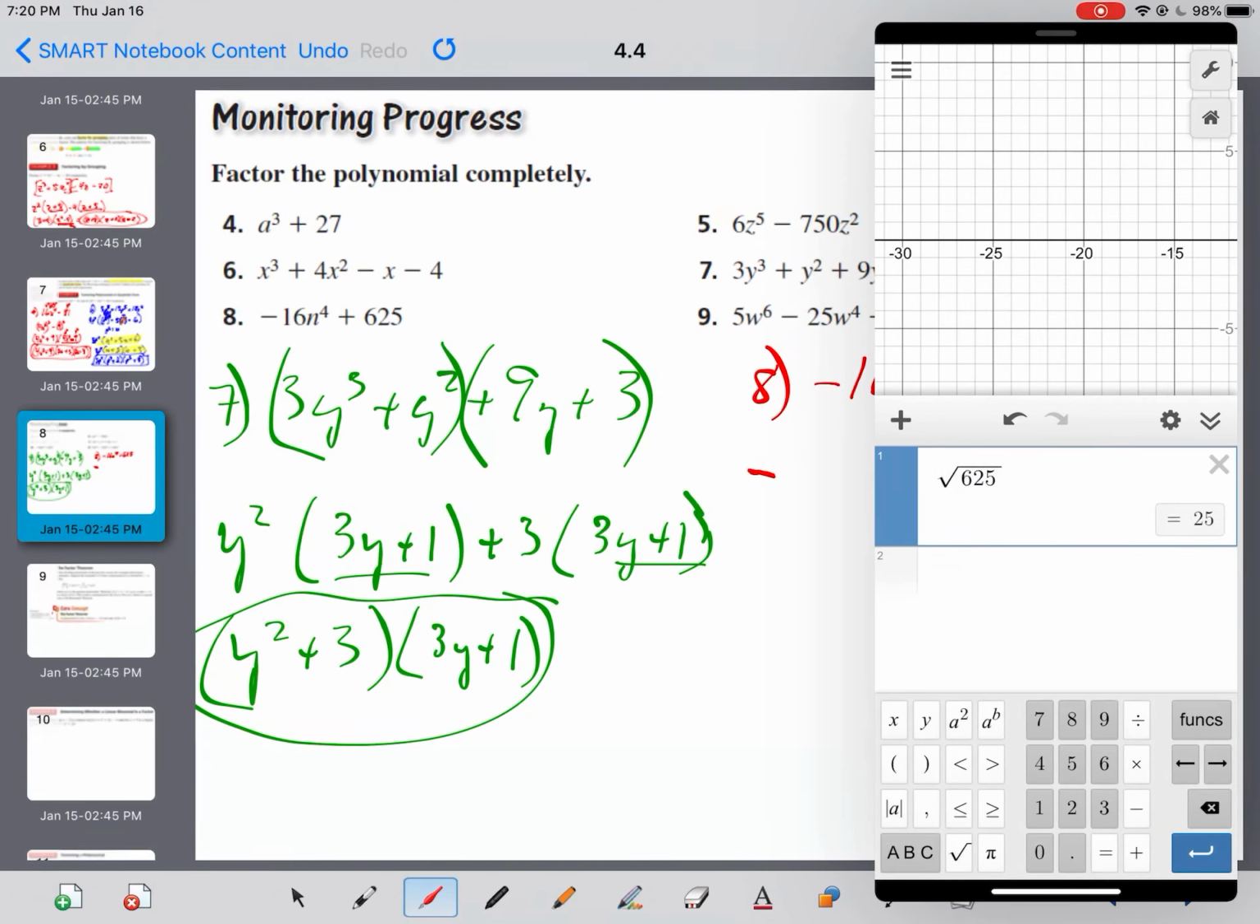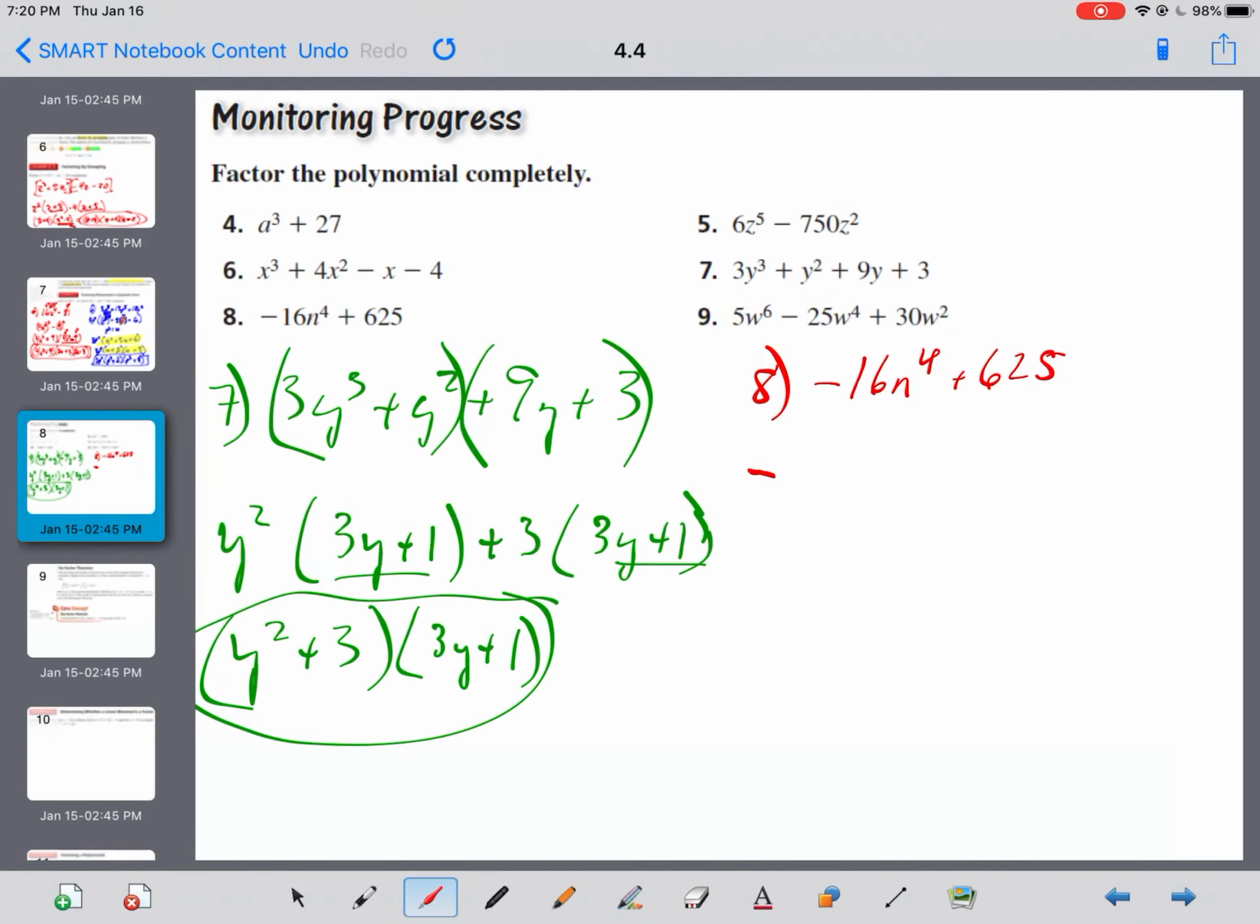Well, is 625 a perfect square? Let's see, 625. Oh, it's 25 squared. That's what we need. So we can't actually pull anything out because they're not both even. Nothing goes into both of them. But I can pull out the -1. And that gets me 16 to the fourth. Now, minus 625, which we just saw was 25 squared. We know this is 4 squared. And we know that n to the fourth could be n squared squared.